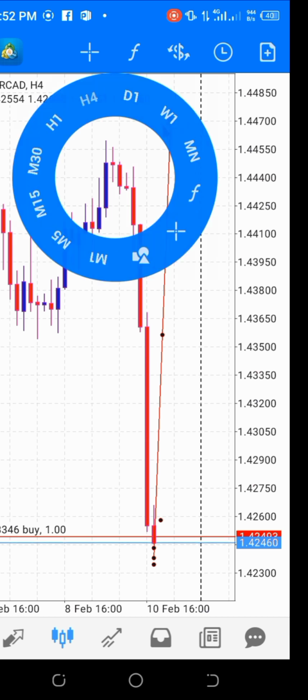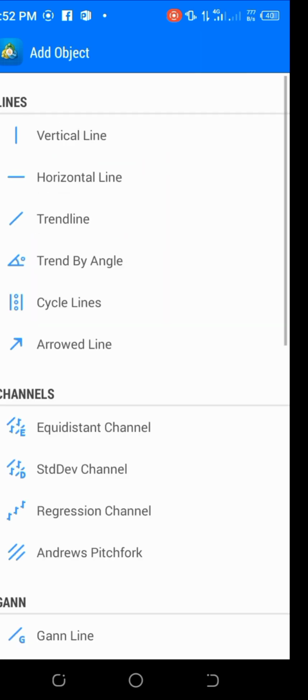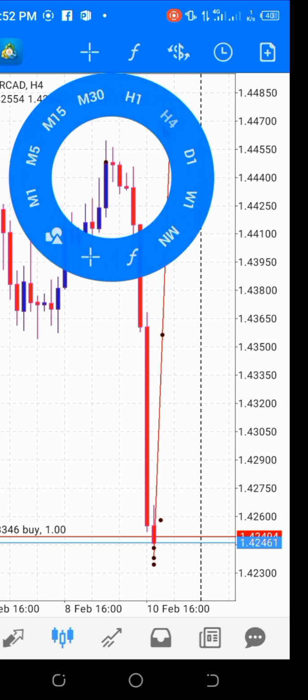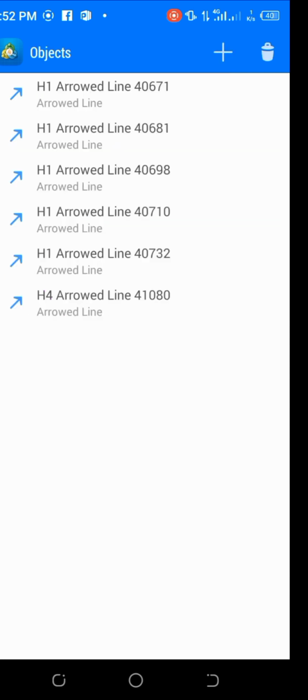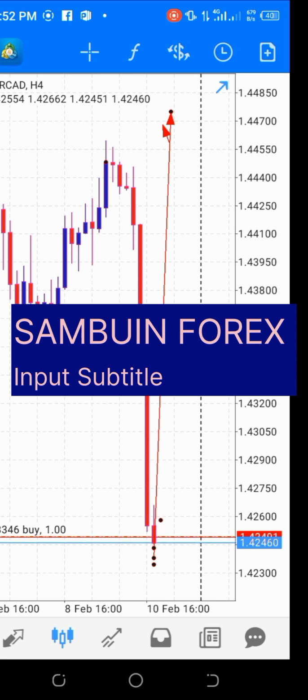Normally, at this particular point, let me place a dot there so you can appreciate it. At this particular point here, let me place this dot so you can see it.